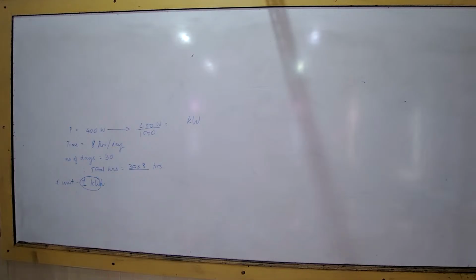Okay. And next, what should we do? 1 unit is equal to 1 kilowatt hour. So you have got how many units? 96 units. And what is the rate? 3 rupees. So at the rate of 3 rupees per unit, you multiply to get your answer. Did you understand?